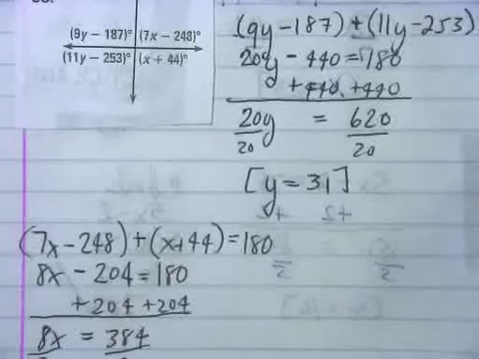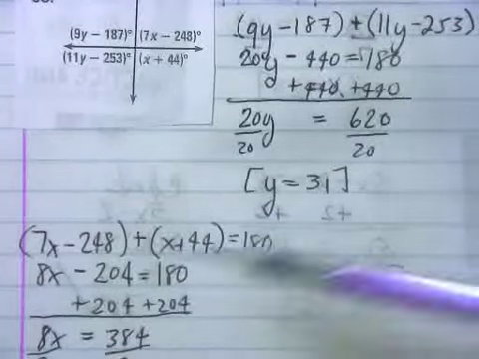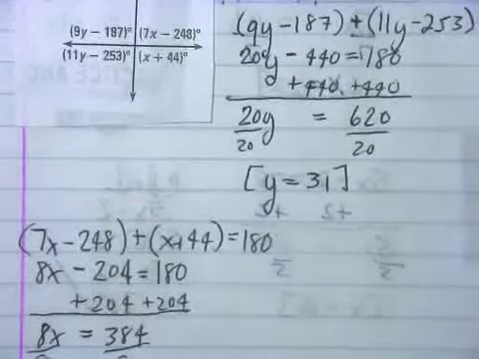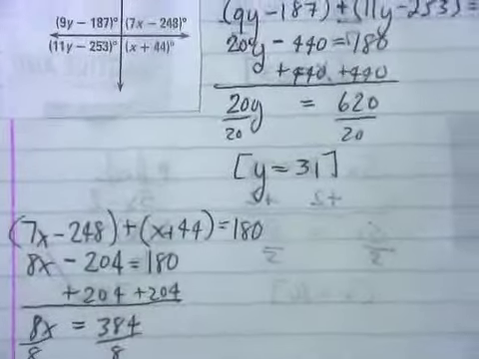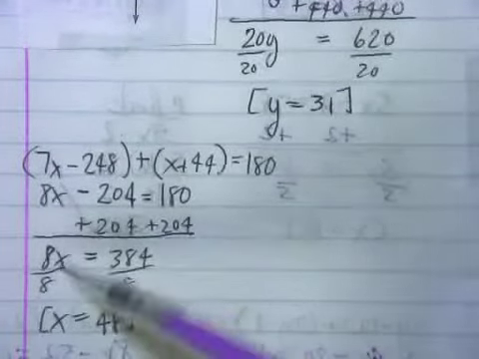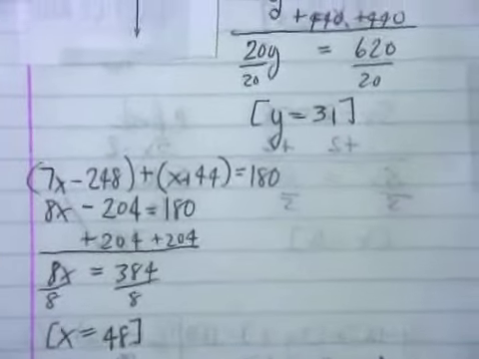And that's equal to 180. Now I'm going to add 204 to both sides. So my 8x comes down. 180 plus 204 is 384. Divide both sides by 8. And x is equal to 48.